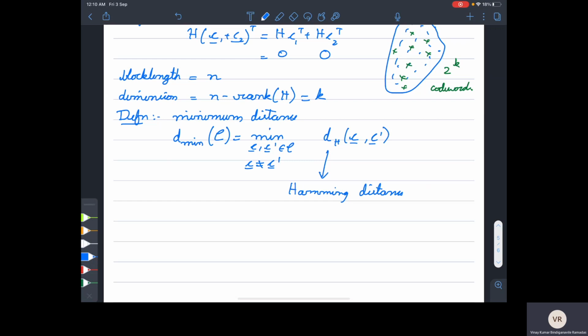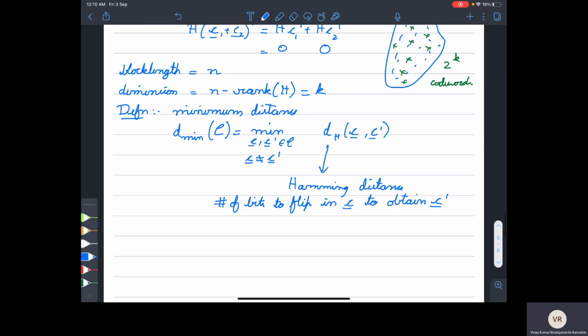This is the Hamming distance, which is defined as the number of bits to flip in C to obtain C prime, right? Okay.